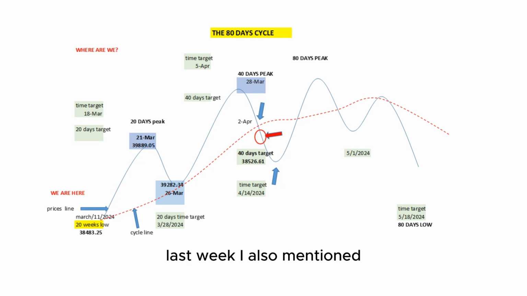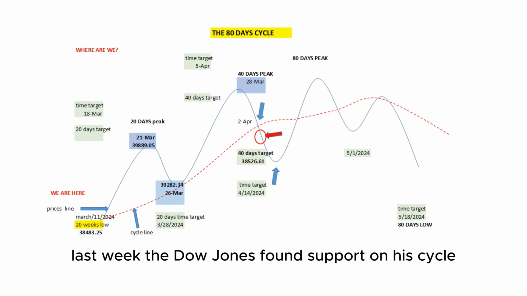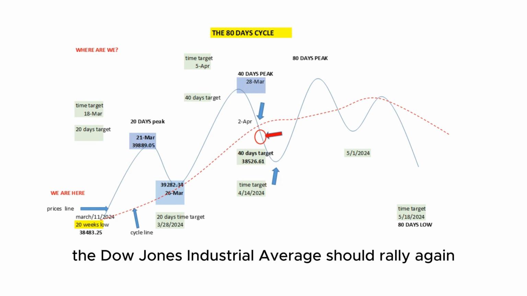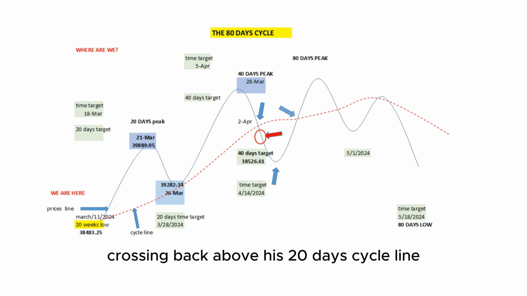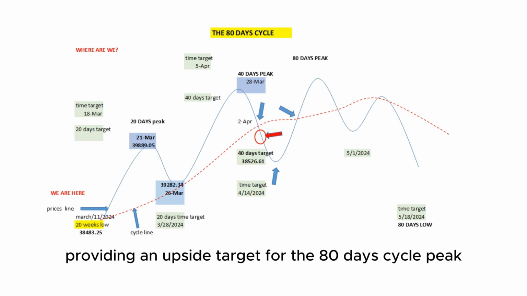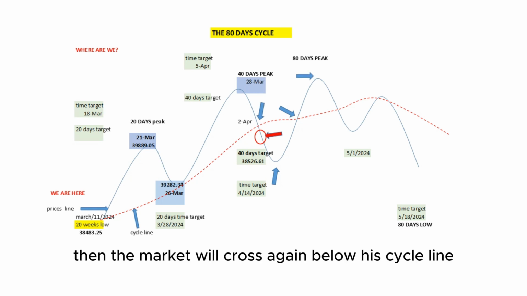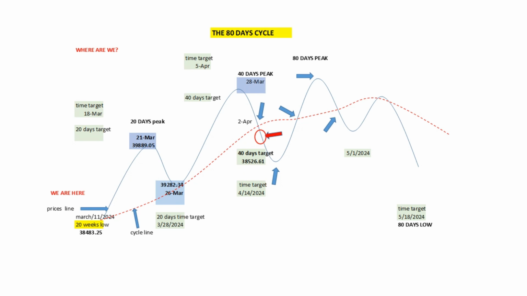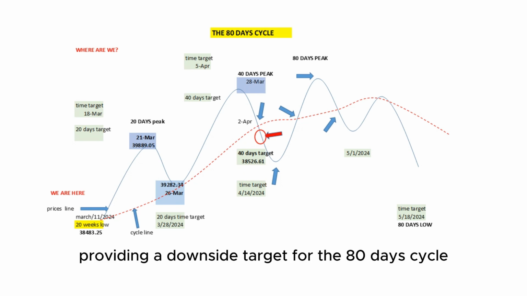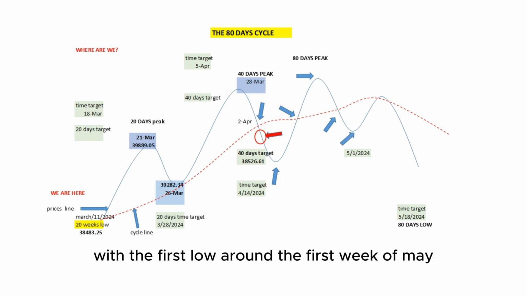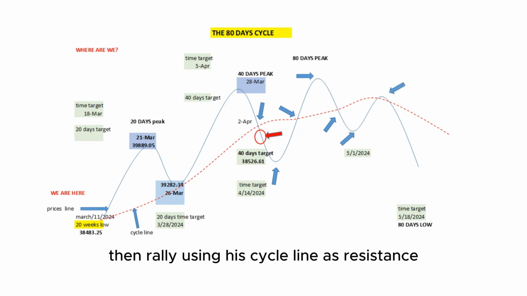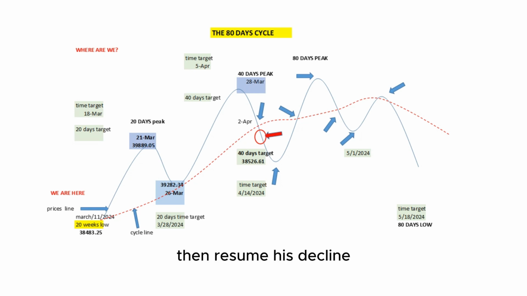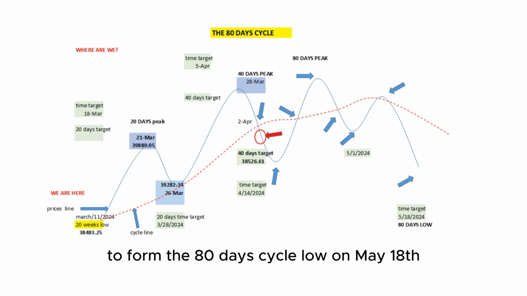Last week I also mentioned this target should certainly be very close to the 40-day cycle line. Last week the Dow Jones found support on its cycle. Then the Dow Jones Industrial Average should rally again, crossing back above its 20-day cycle line, providing an upside target for the 80-day cycle peak. Then the market will cross again below its cycle line, providing a downside target for the 80-day cycle, with a first low around the first week of May, then rally, using its cycle line as resistance. Then resume its decline to form the 80-day cycle low on May 18th.